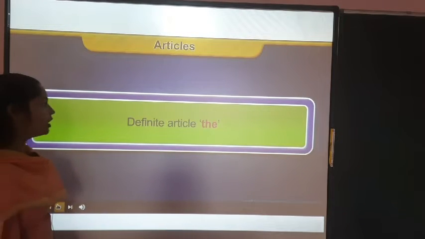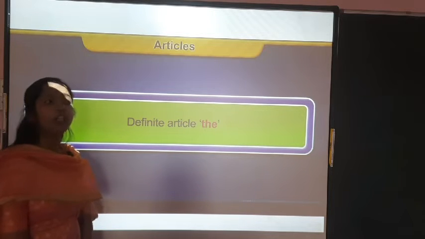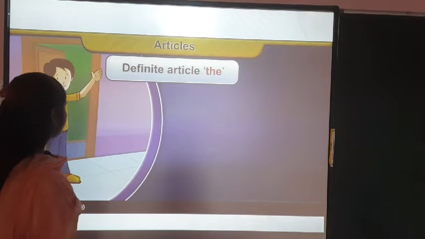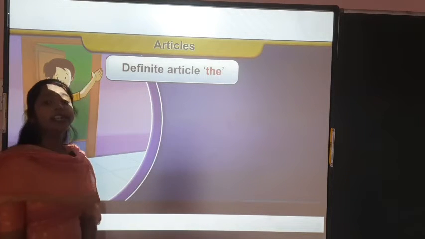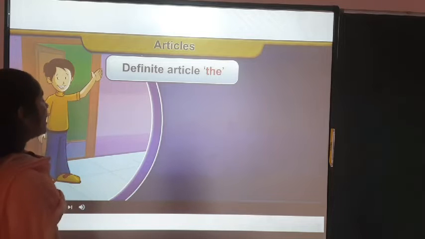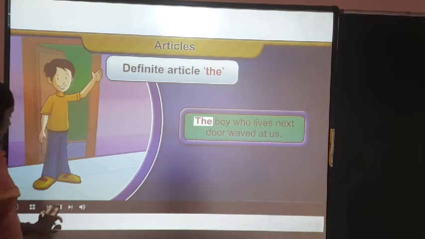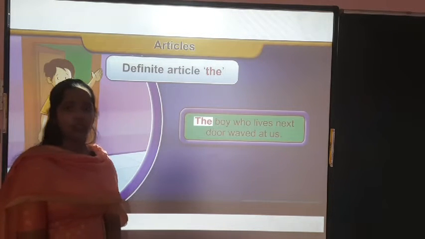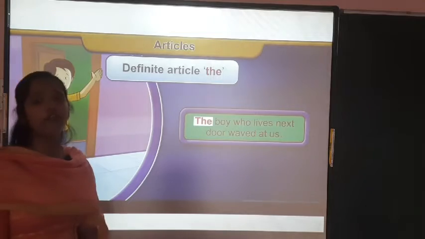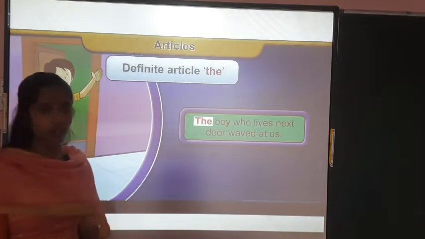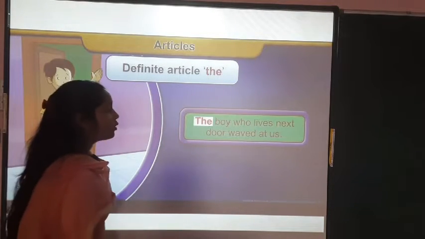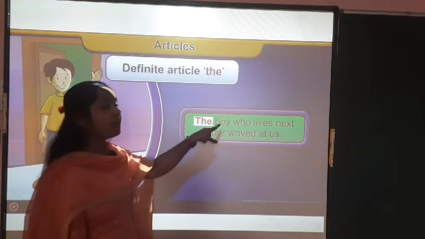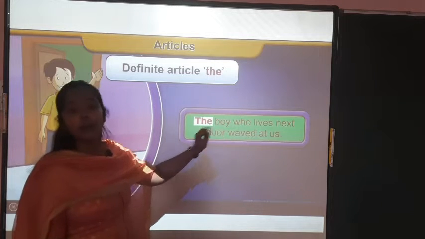Now we will learn the newer one, that is the uses of the. Now the is a definite article. Definite article means something I have to use definitely. The boy who lives next door waved at us. So we are using the for a person here, for a person, boy.